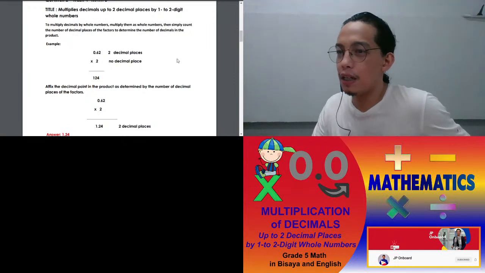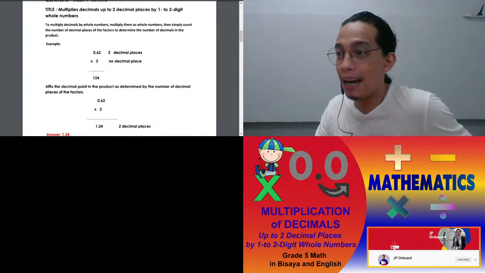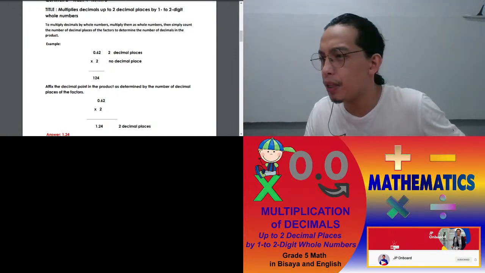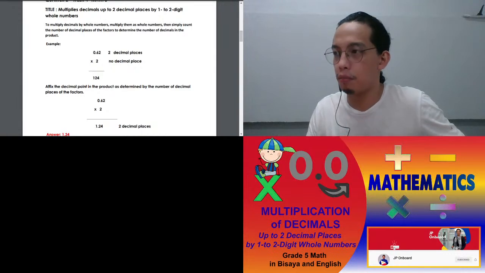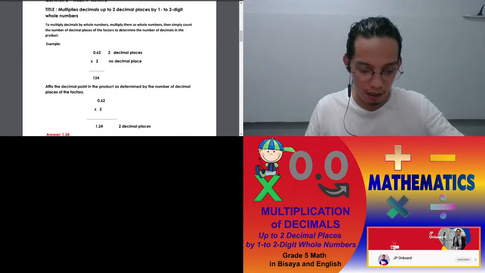So, the lesson says, multiply decimals by whole numbers. So, decimals times whole number. Multiply them as whole numbers. So, the first thing that we do, what is the style?